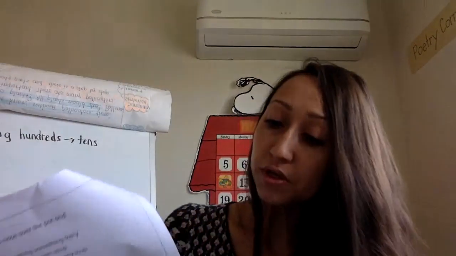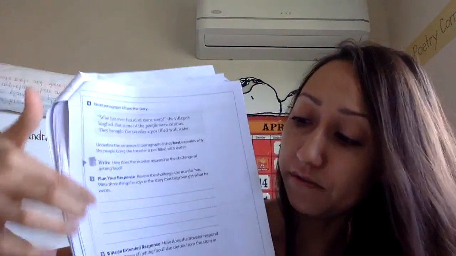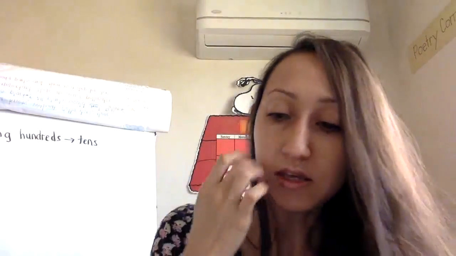You have another assignment in ELA, and that is to reread Stone Soup. You already did the multiple choice questions, so your assignment today is just to do questions 6, 7, and 8, which is kind of like a response question. And that is on page 53. Okay? And the last thing you have to do for ELA today is to publish your writing.